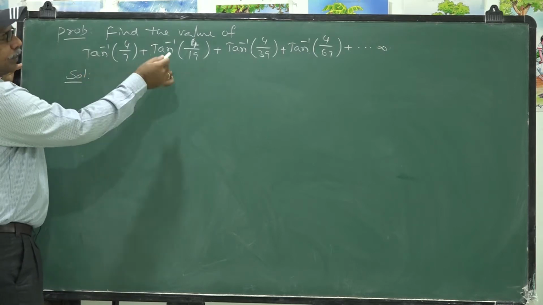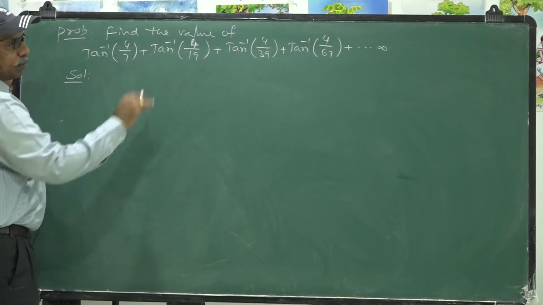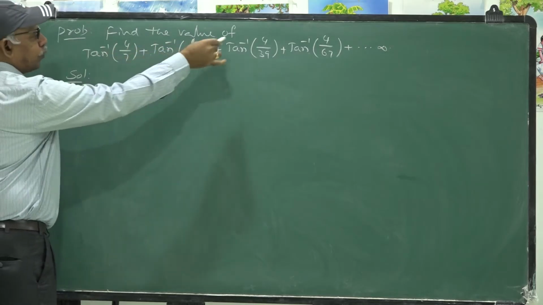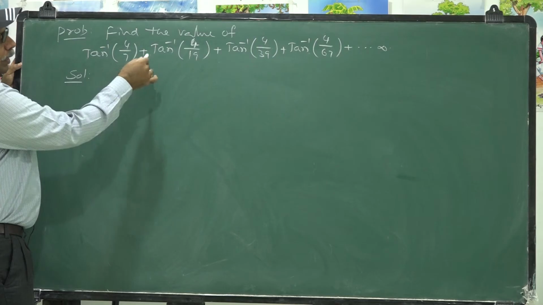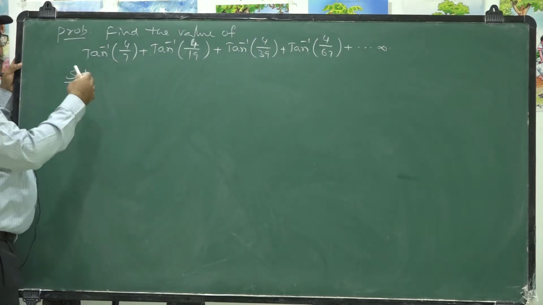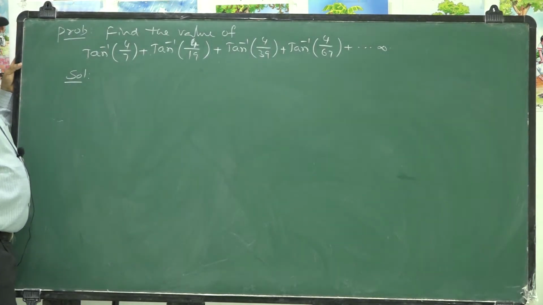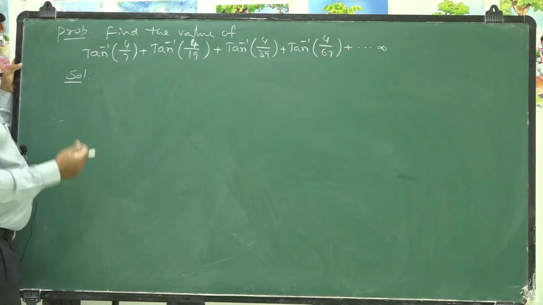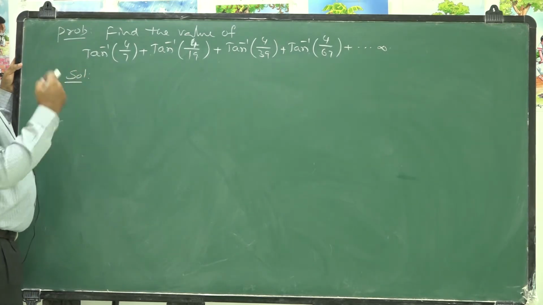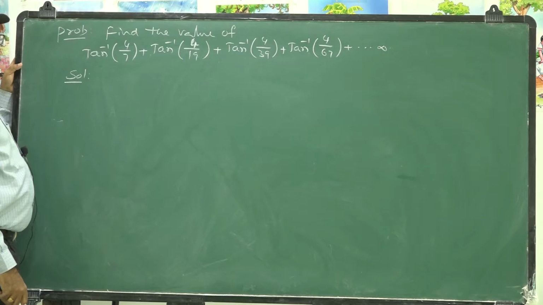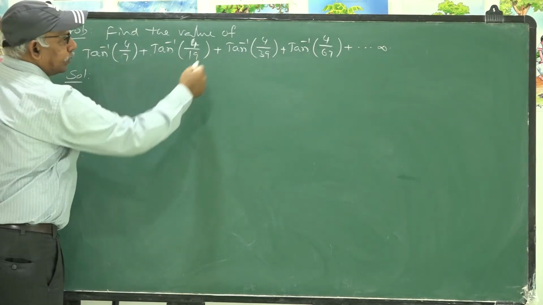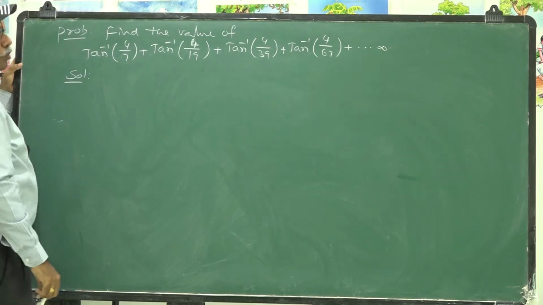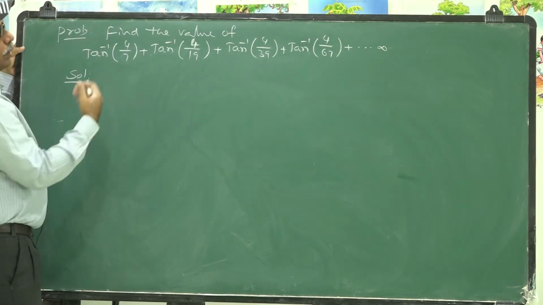Here in each and every term of the series, tan inverse is common and the numerator 4 is also common. The denominators 7, 19, 39, 67 vary here. So, at first find the general term of this series. To get the general term, you have to find the nth term of the series.